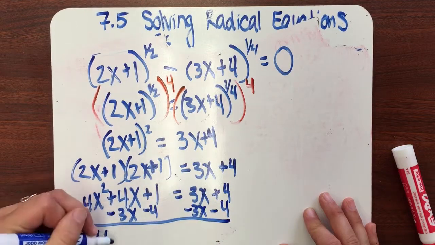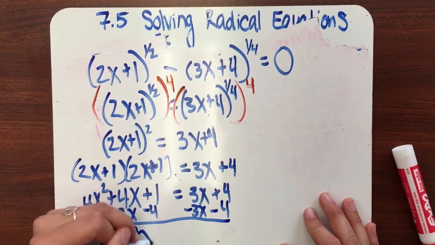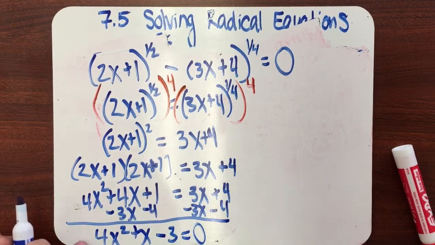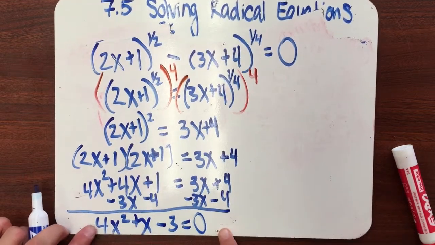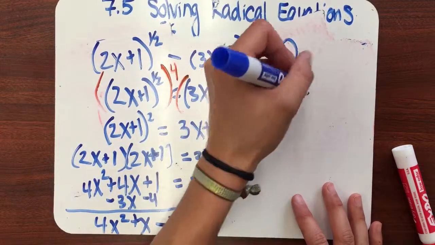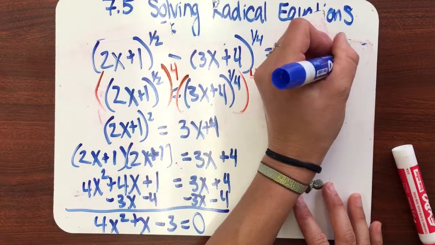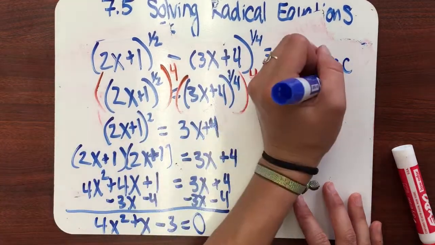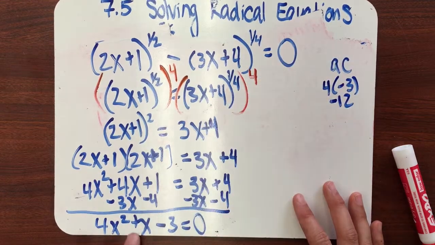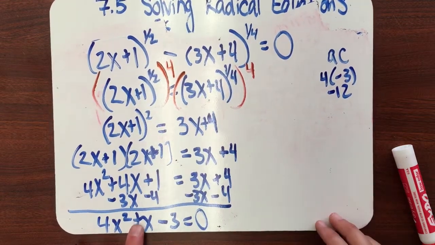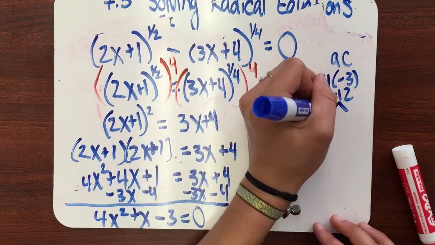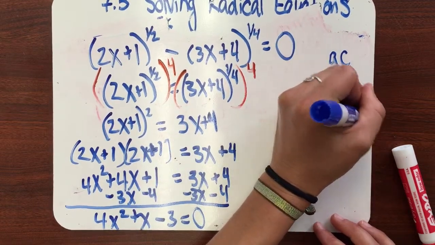That will leave us with 4x squared plus x minus 3. Okay, so now we have the value of a is not 1. So now we have to remember that when we solve these, we have to say a times c, 4 times negative 3, what multiplies to negative 12 and adds up to our b, which in this case is a 1. So that's going to be a 4x and a negative 3x.